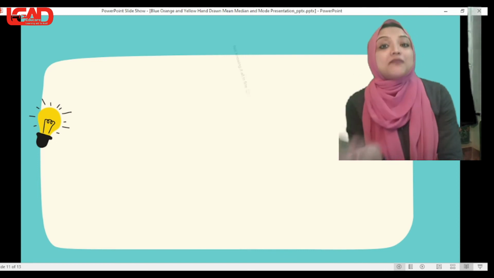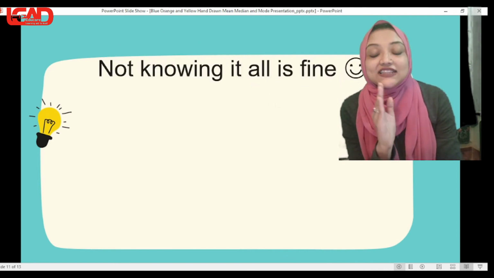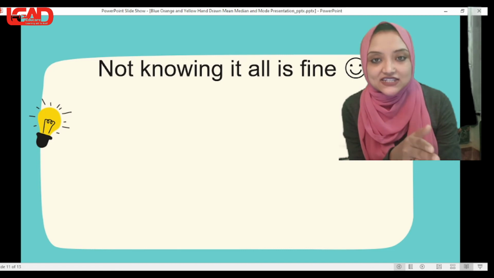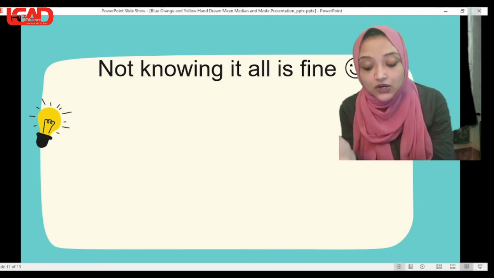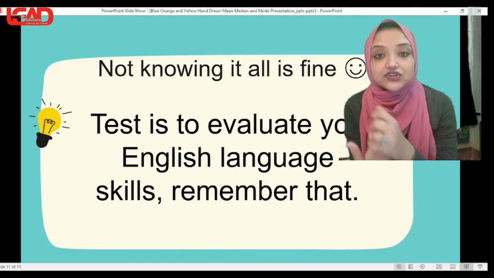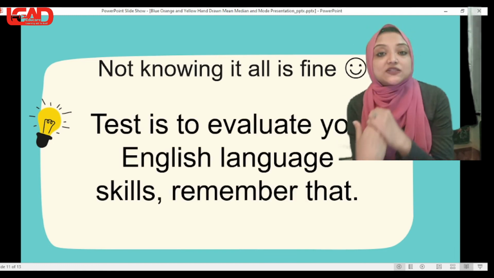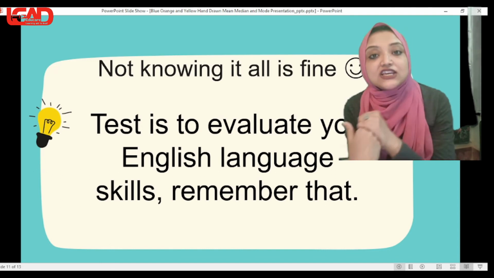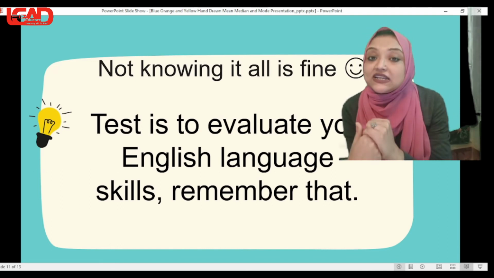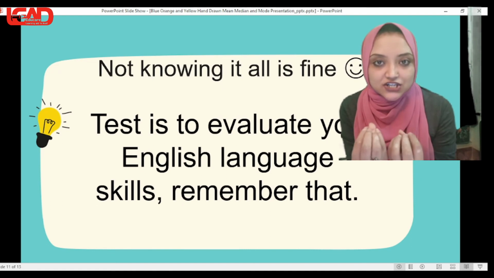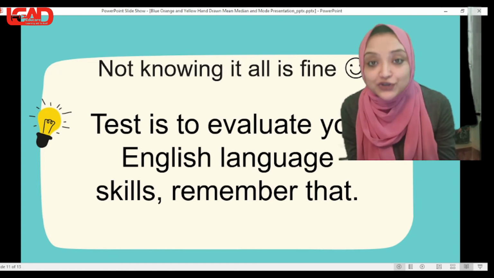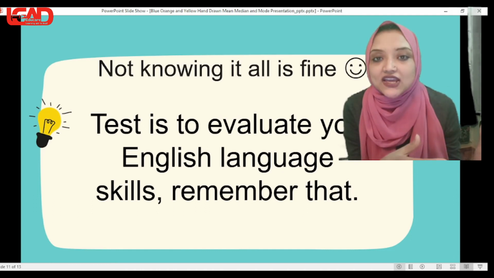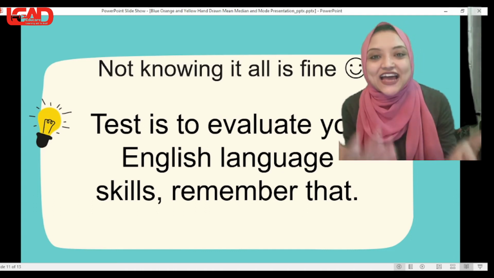Things that you need to remember is that the goal of the English speaking test is to evaluate your English knowledge, your ability and skill to express your thoughts and feelings using the English language, your ability to understand the English language. So it is completely fine if you don't know something. Not knowing is all right. You don't have to know everything.